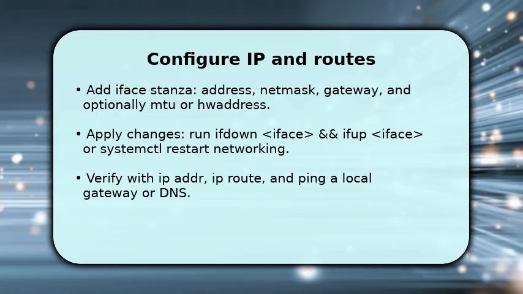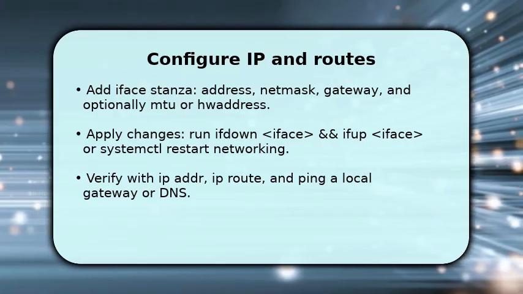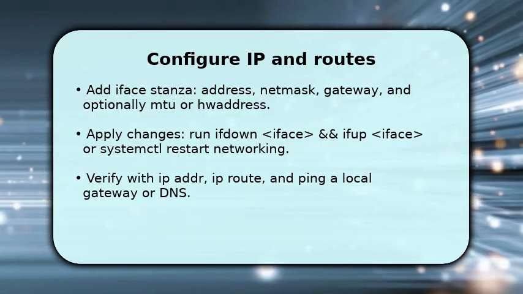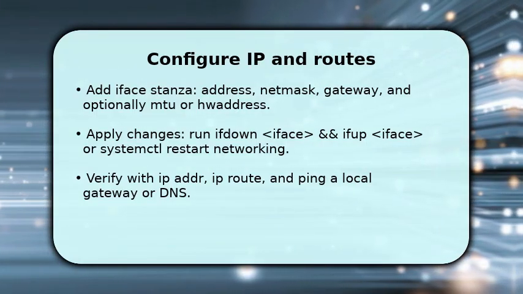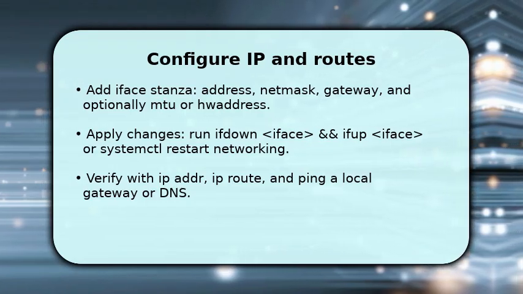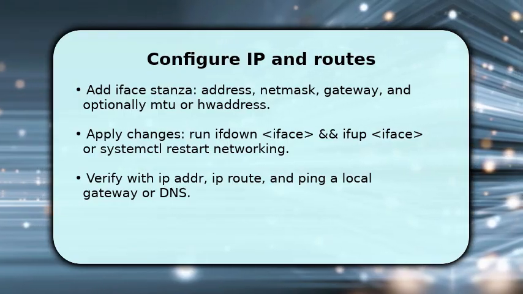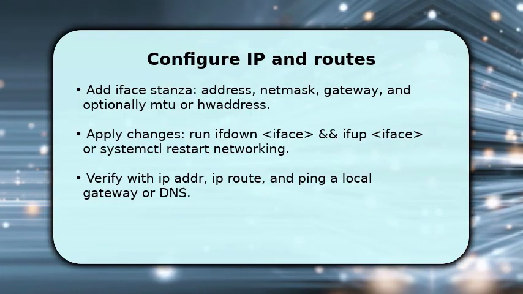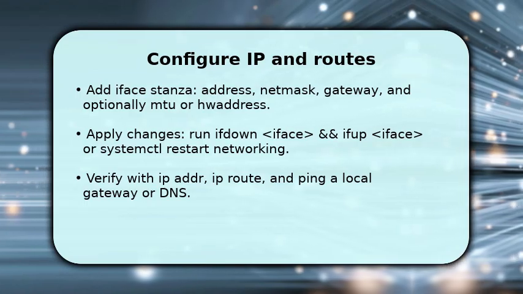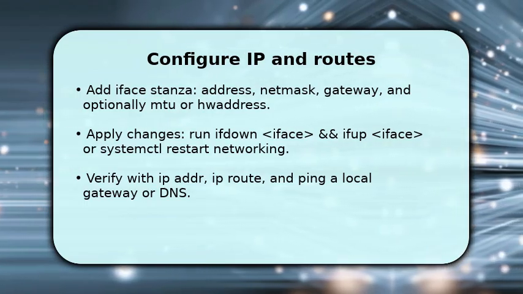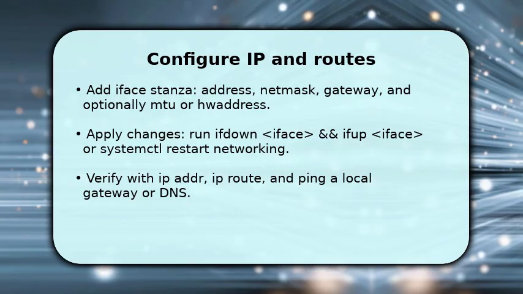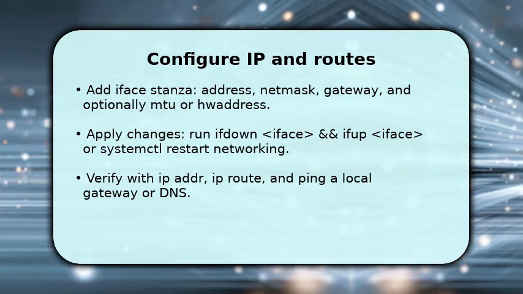Now implement the detailed settings and apply them. You'll add the address and netmask, declare the gateway, and include options like MTU if needed. This ensures proper packet sizing and routing. Once saved, bring the interface down and up or restart the networking service so kernel routes update. Then validate. ip addr shows the address, ip route shows the default gateway, and ping confirms connectivity.